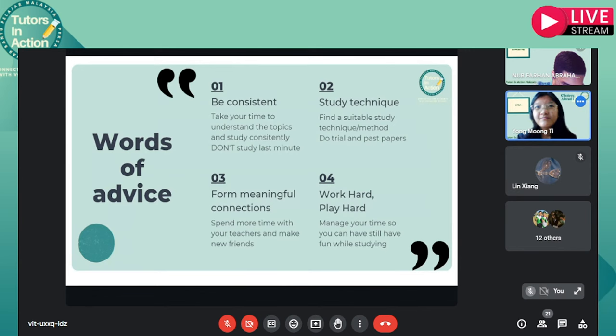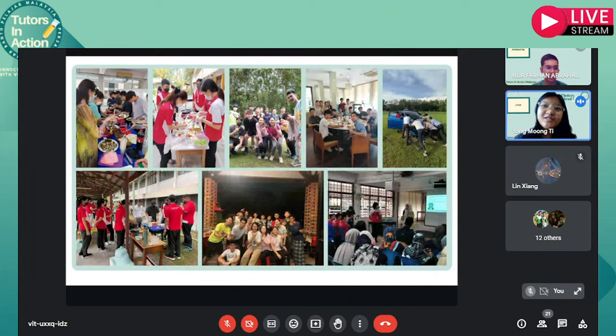Next. So here are just some pictures that I want to show you from my Form 6 life. So we have a lot of activities, events, talks, co-curriculum activities. So definitely there is a fun time, even though it comes with a lot of stress as well. So I think that's about it.